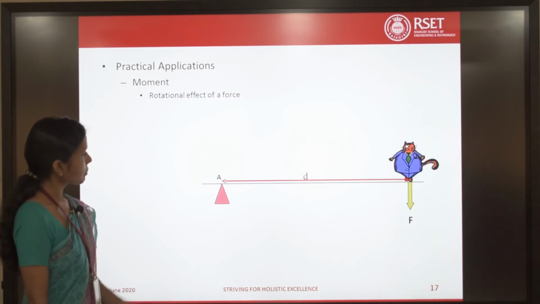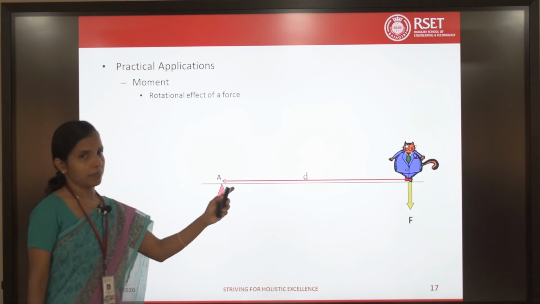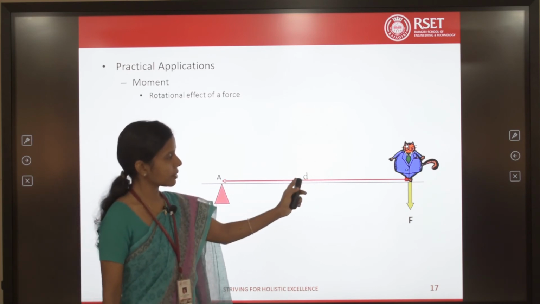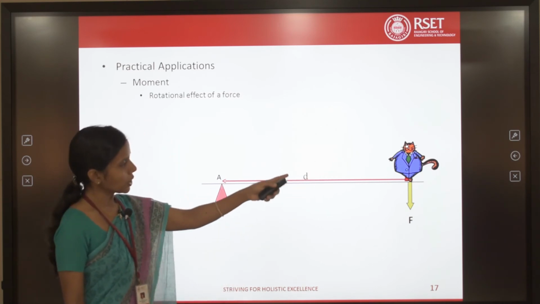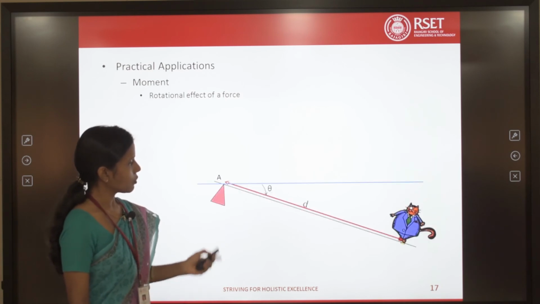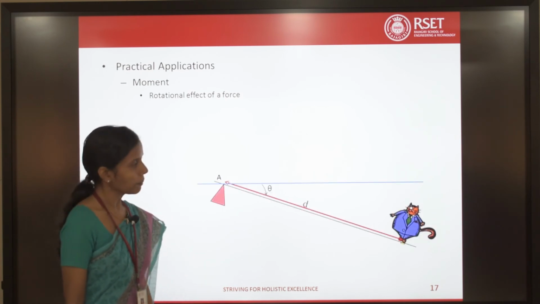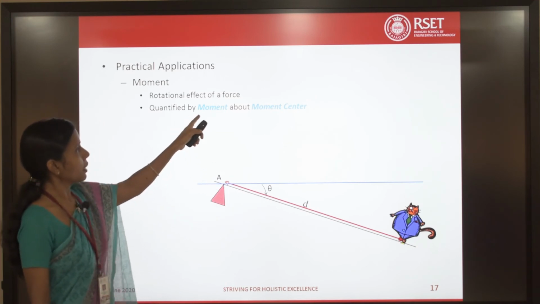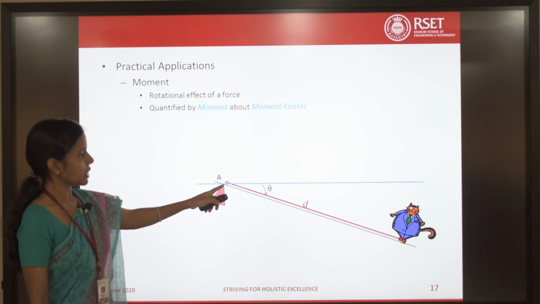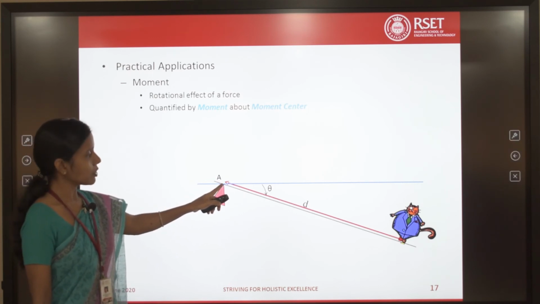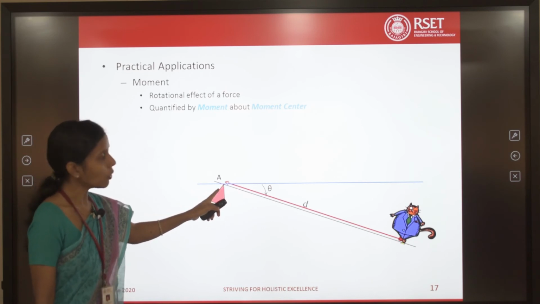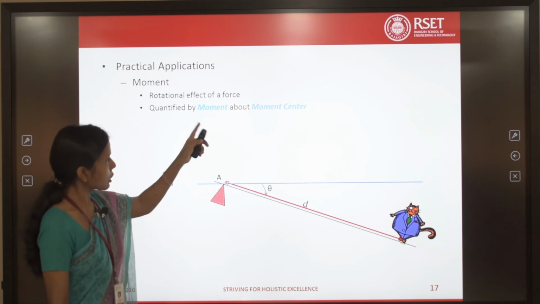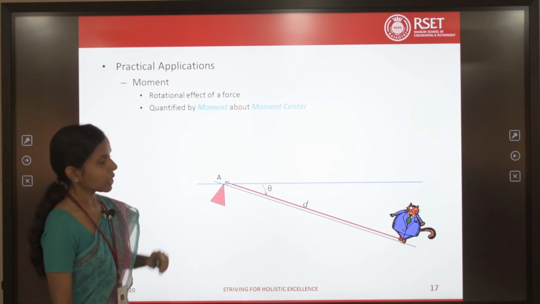So, what is moment? Let us consider a lever, where A is the fulcrum and a person is standing at a distance d from there. Due to his weight, what will happen? The lever will try to rotate. This rotation is quantified by moment about the moment center. Where is the moment center here? A. A is the point which is not rotating; with respect to A, all the other points are rotating. So, we call A the moment center, and with respect to the moment center, we will quantify the moment.